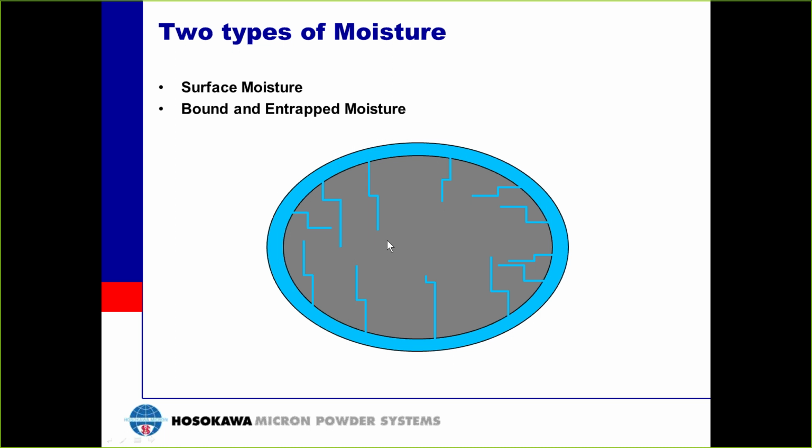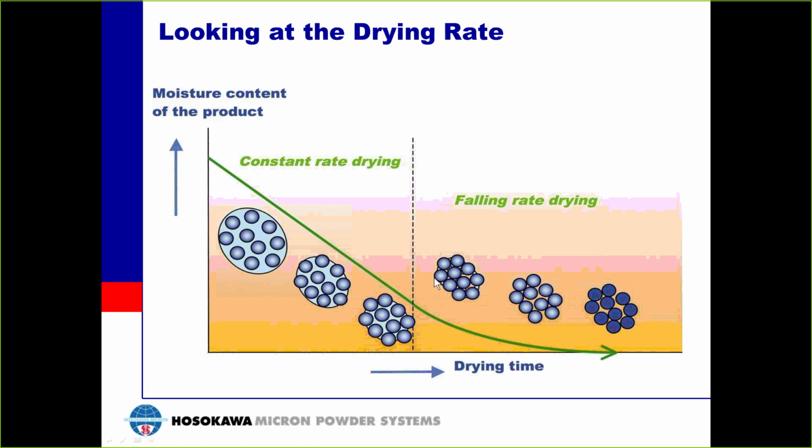The other kind of moisture you're looking at is bound and entrapped moisture. So if your product has crevices or pores, water or whatever liquid you're using is going to get into those cracks and those crevices and those pores and get down in deep. Now that water or that liquid is going to be much harder to remove than the moisture on the top. So we consider that to be entrapped moisture.